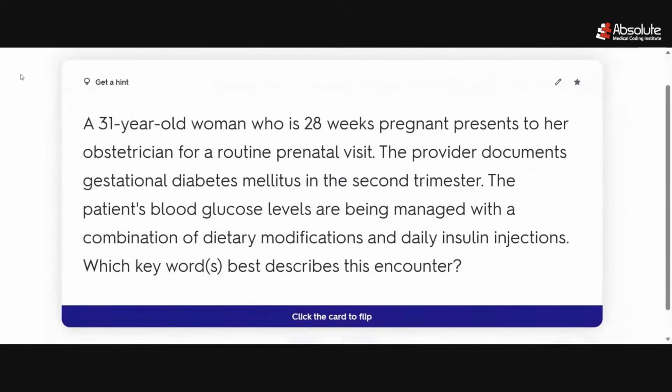Okay, so this is going to be our first scenario for the night. A 31-year-old woman who is 28 weeks pregnant presents to her obstetrician for a routine prenatal visit. The provider documents gestational diabetes mellitus in the second trimester. The patient's blood glucose levels are being managed with a combination of dietary modifications and daily insulin injections. So what keyword or keywords best describe this encounter? As always, put your answers in the chat. I'll give you guys about a minute and a half, and then we will go over it together.